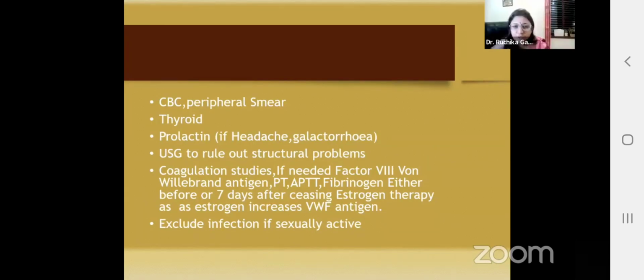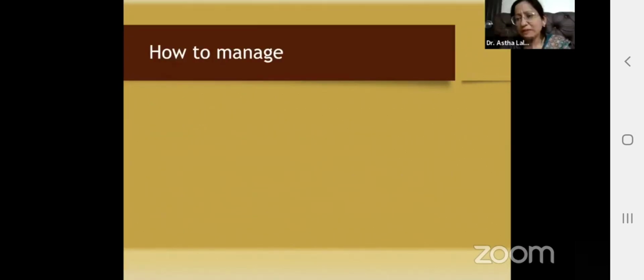And if we are going for von Willebrand factor, there should be a gap between it and the estrogen therapy if she has been on it, because these alter this thing. And if she's sexually active, always exclude any types of infection. We can go for BT, CT, or APTT, PT, or platelet count. Before going for these fancy tests, ma'am, we can add these things in our basic workup.